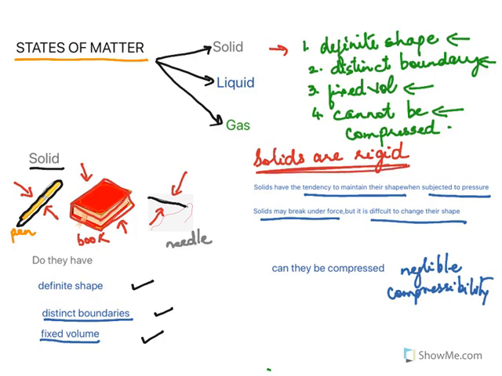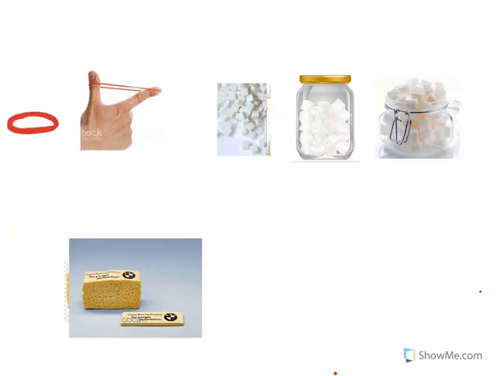So we summarize again what we learn on this slide is solids. We have 4 properties of solids. They have a definite shape. They have a distinct boundary. They have fixed volume. They cannot be compressed. And they are rigid. Now let's consider a rubber band.